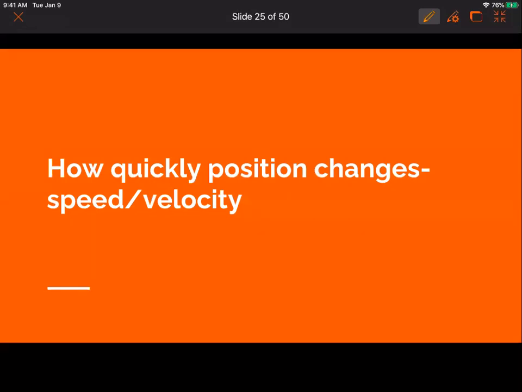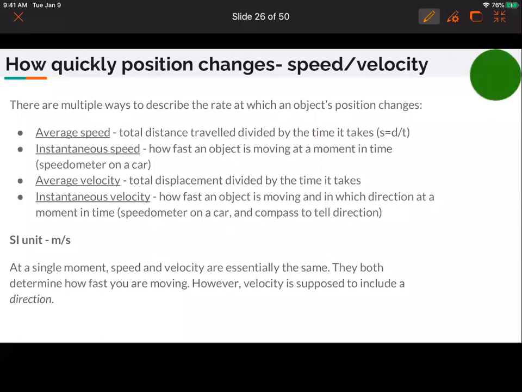So, first part about motion is about changing my position. That's my distance or displacement. Next up is how quickly my position changes, and that can be defined with speed and velocity. There are multiple ways that you can define how quickly your position changes.